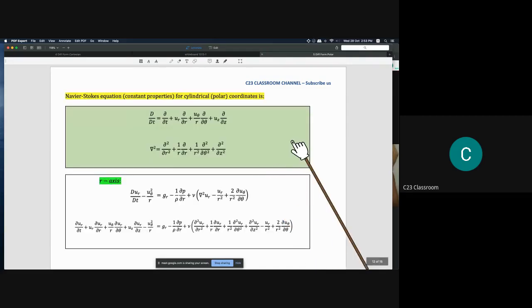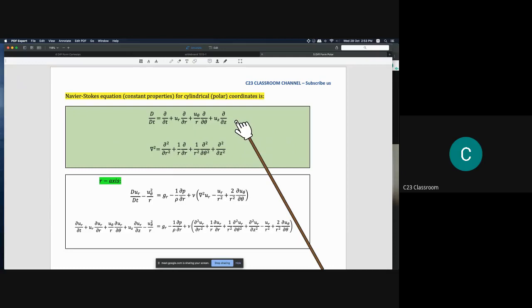And then for the Navier-Stokes equation, we skip the derivation, because the idea is actually the same, but we need to deal with 3 axes. We cannot simplify it because the axis is not always the same. The nature is r, theta, and z. So I just skip that, but I give you the Navier-Stokes equation for cylindrical coordinates, for polar coordinates.